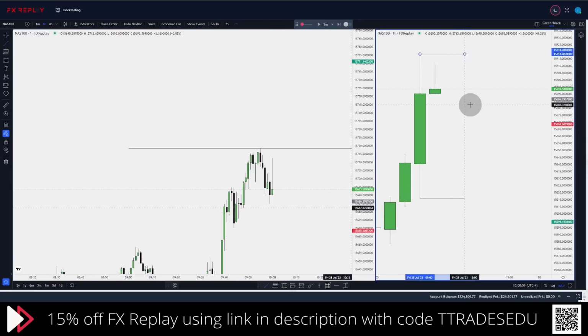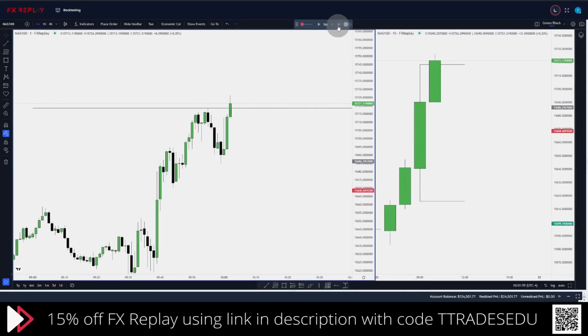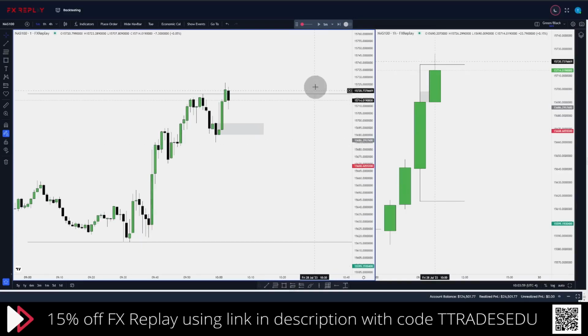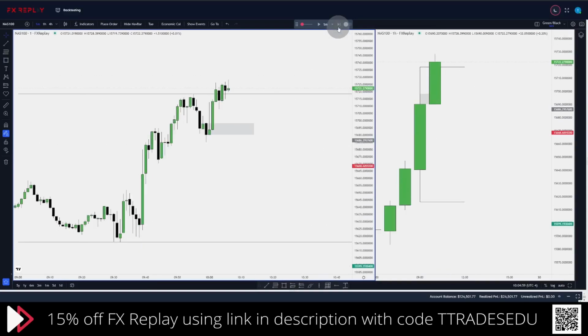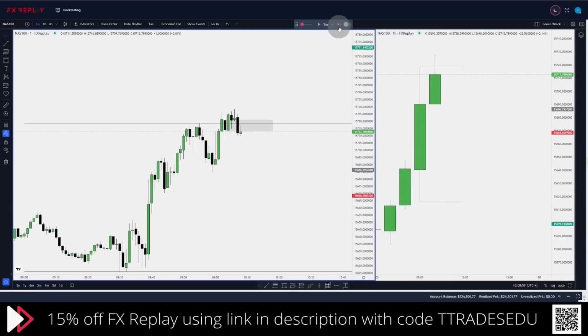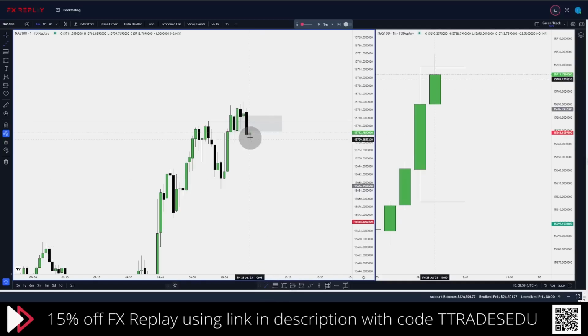Mark out our 9 a.m. high and low. Let's see what happens here. Okay, there's a sweep. Ideally, you'd want to be seeing a break below here. Okay, so we have a fair value gap in this little breaker. We'll try it.